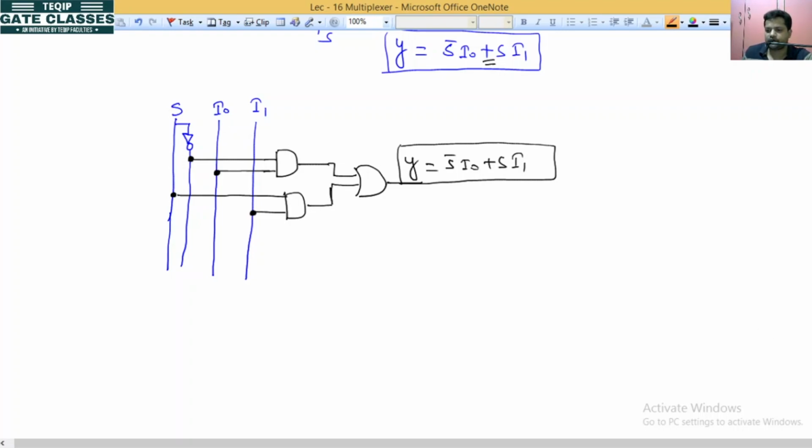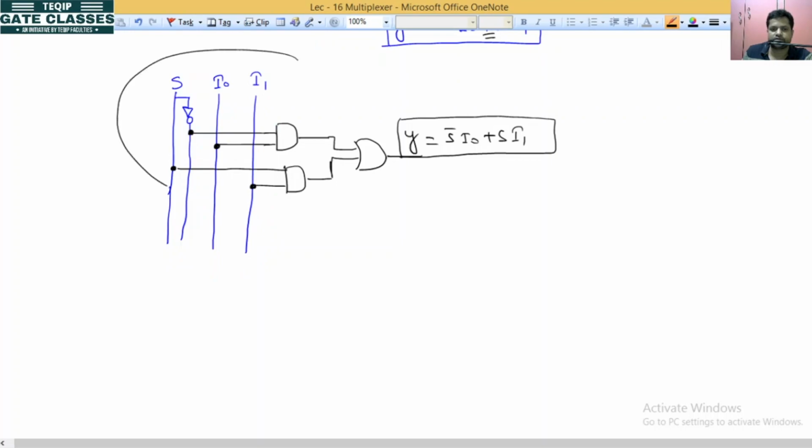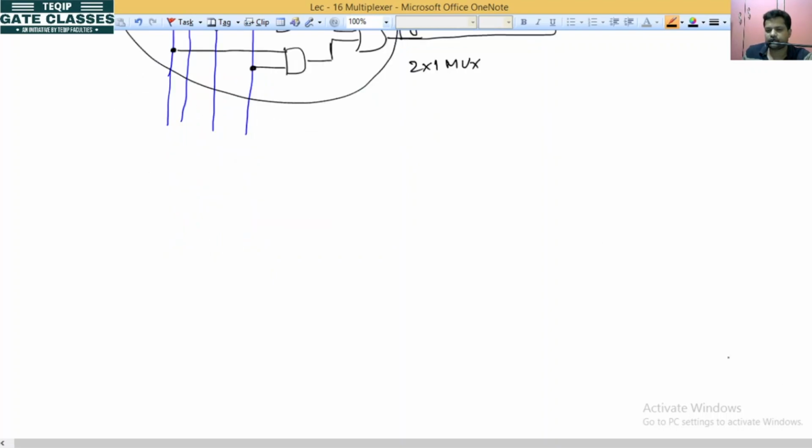Okay, so this one is the circuit of the 2 cross 1 mux. Now I want to design the circuit for a 4 cross 1 mux. So what will that be? 4 cross 1 mux. Now we have 4 here, so it can be written as 2 to the power 2. So how many selection lines will there be? 2.